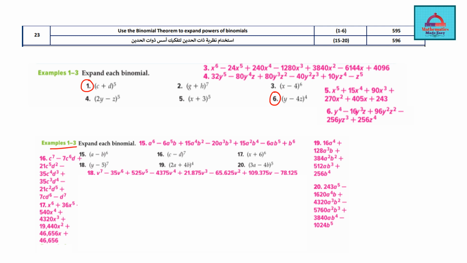So the first question we are going to do is question 15, and the next one that we'll do is question 19. Let's see in the next slide how we can solve examples 1 to 3 and expand using binomial theorem. Okay, so let's continue our expansion.